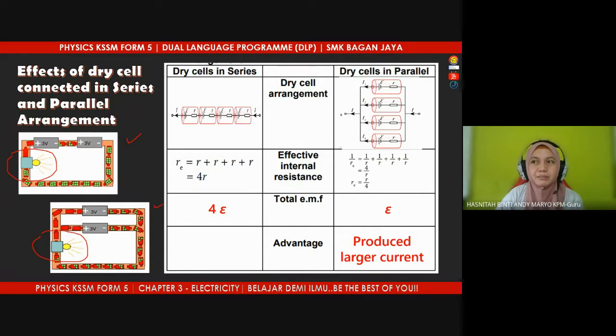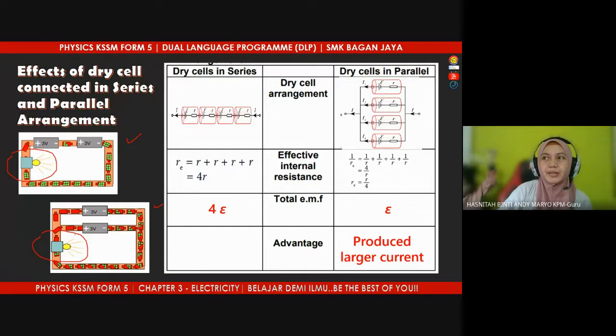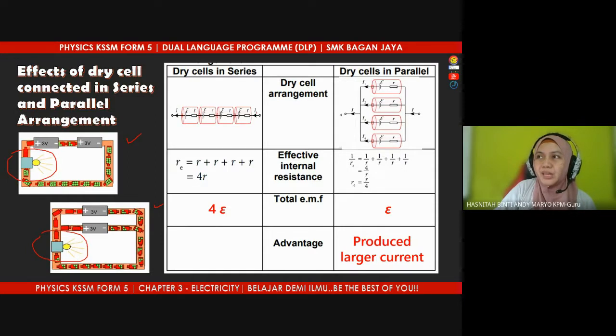So this proves to us that when the battery is connected in parallel, it drives greater current in the circuit. So greater current passes through the bulb, so it lights up brighter. So this is the arrangement in series. You can see the EMF and internal resistance for each. This one, 4 batteries arranged in parallel. Again, the EMF and internal resistance for each. So this is the total internal resistance.